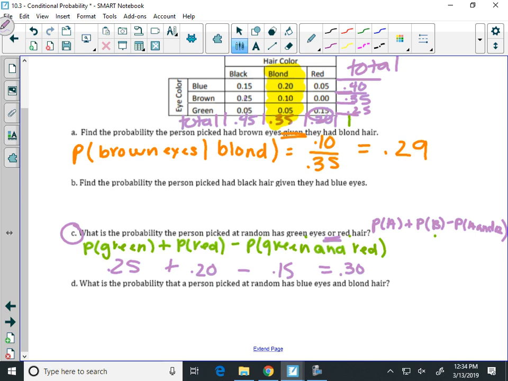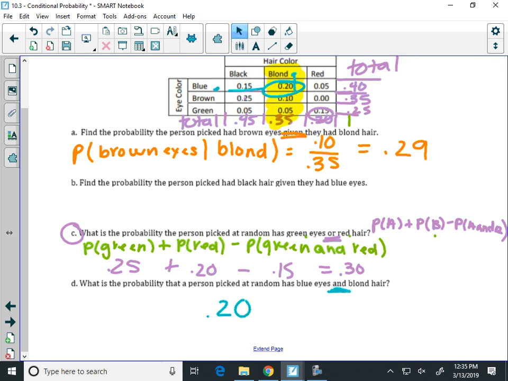Questions over that? One more. D says, what is the probability that a person picked at random has blue eyes and blonde hair? Do we need to use that formula if this is and? No. Again, when you see the word and, that's where they intersect on the table. So you put your finger on blue, put another one on blonde, and then go to where they intersect on the table. And they intersect at 0.20. About 20% have blue eyes and blonde hair. Questions over that?